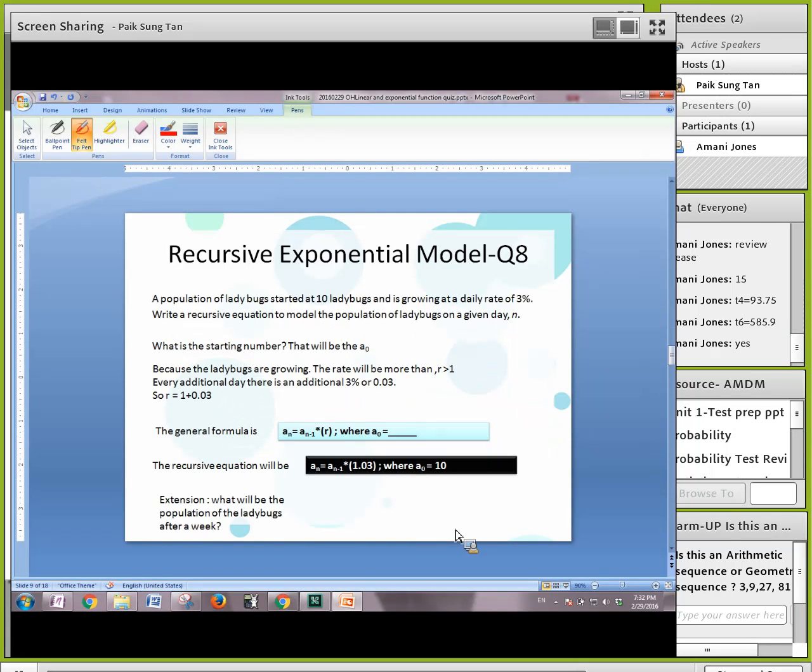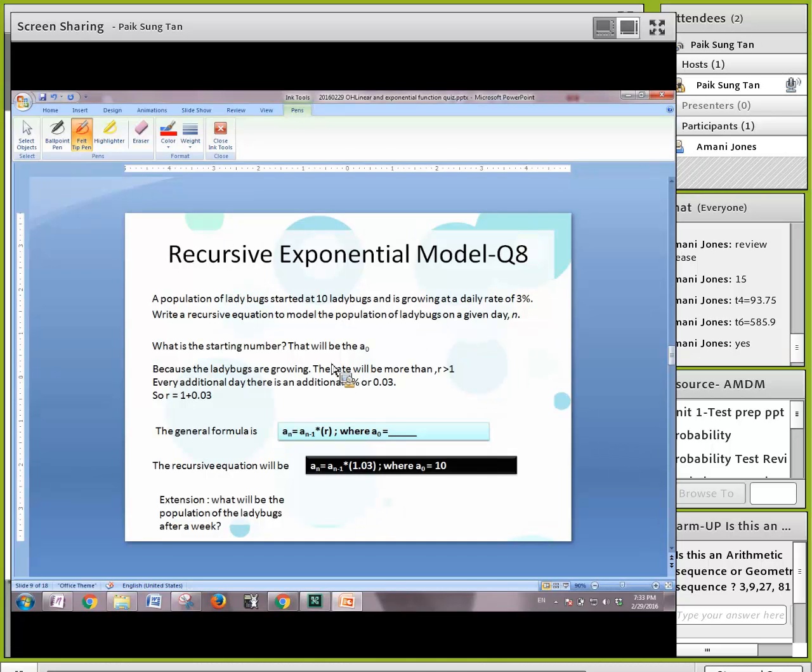You're good with this? Awesome. All right, so now we are going to work on writing a function rule for recursive exponential models. Example of a word problem: a population of ladybugs started at 10 ladybugs and is growing at a daily rate of 3%. That means it's an exponential growth. Write a recursive equation to model the population of ladybugs on a given day, n.